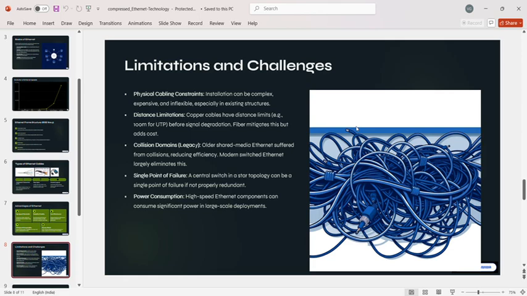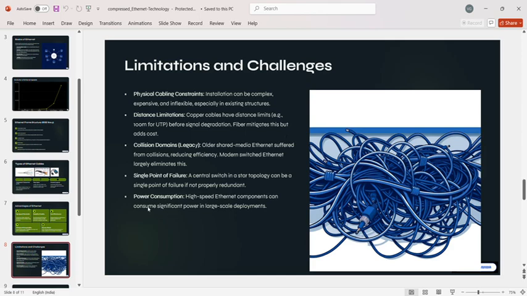Collision domain. In older shared media, Ethernet suffered from collisions, reducing efficiency. Modern switched Ethernet largely eliminates this. Then single point of failure. All the devices are connected to a single central switch. If there is any failure in the switch, the total network drops out. A central switch in star topology can be a single point of failure if not properly redundant.